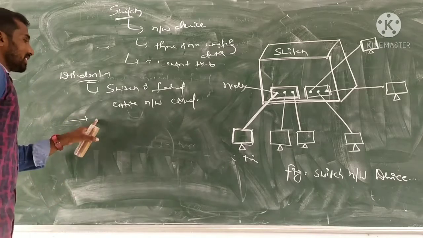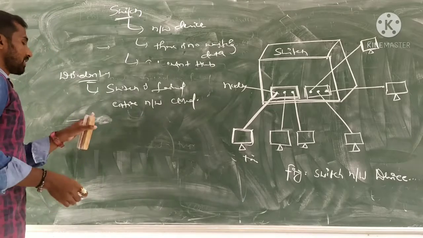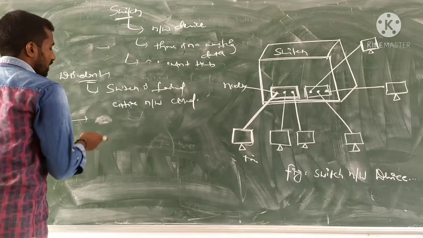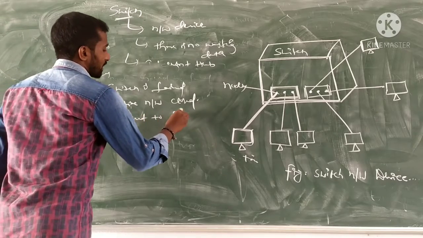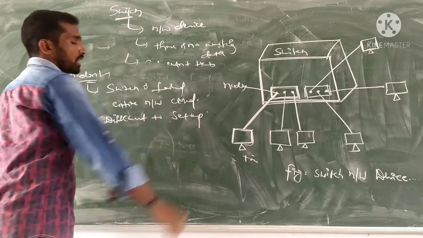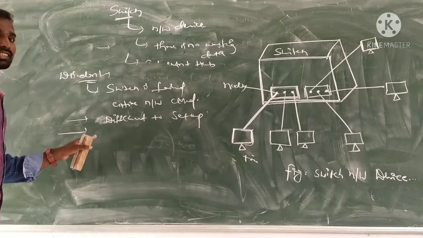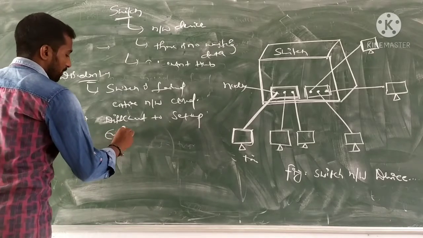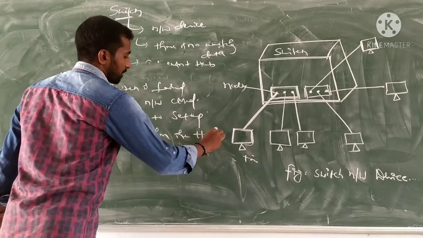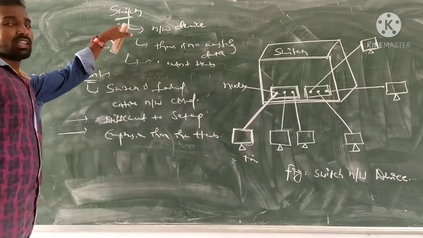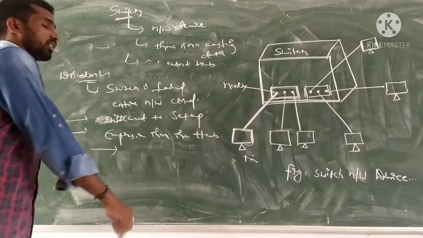And the next one is the maintenance of the switch. The maintenance or setup of the switch is very difficult. It is difficult to set up the switch, and at the same time it is more expensive than the hub. That means the switch is very costly compared to the hub. These are the disadvantages of the switch.